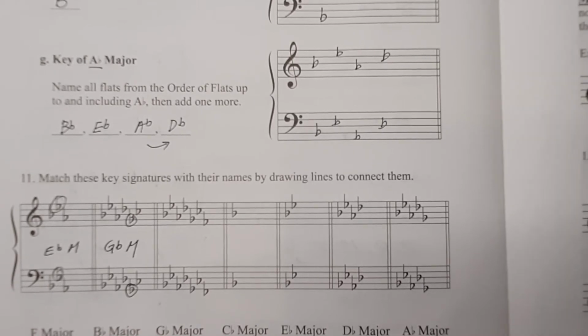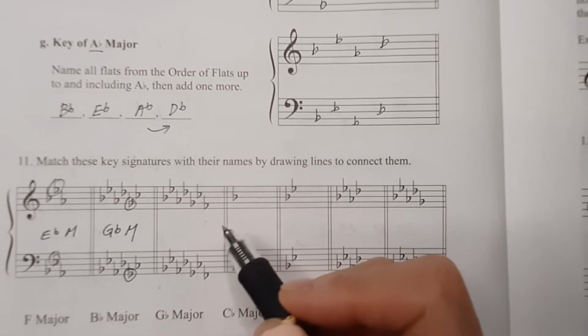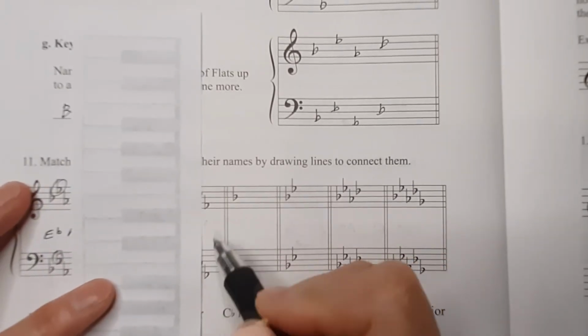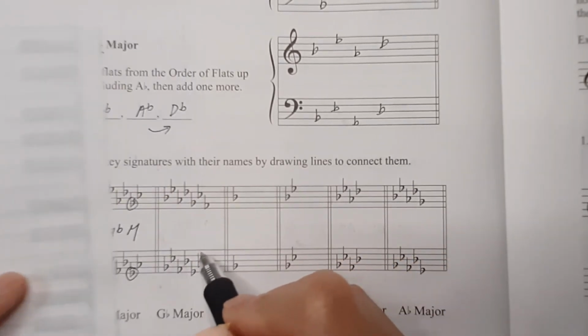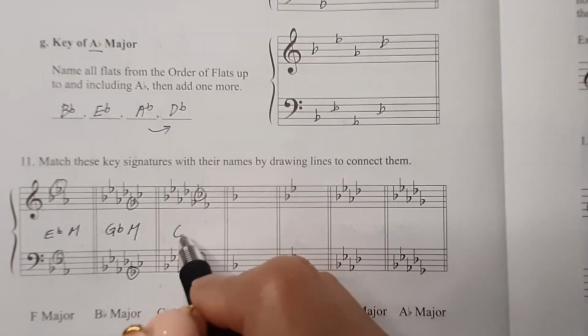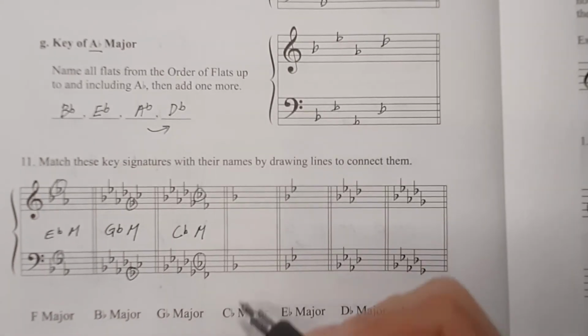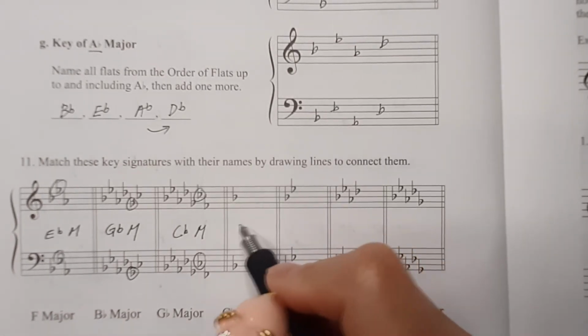Okay, now we have all 7 flats. Last one is this, which is F, and second to the last one is C flat. Circle it and write C flat major. One and only. Remember, you gotta memorize it. F major.